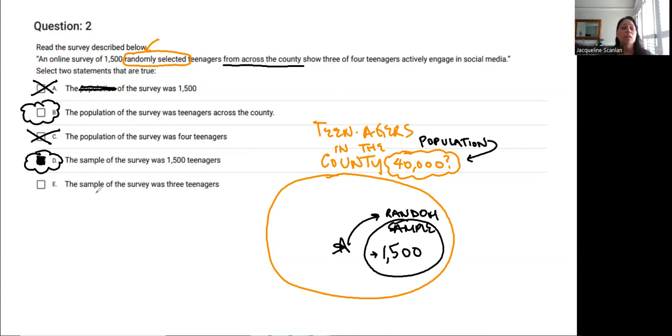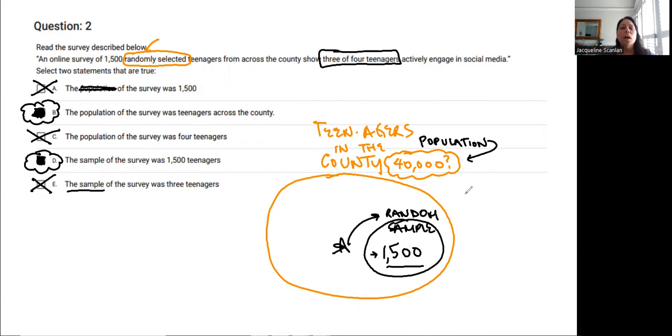And then finally, answer choice E says the sample of the survey was 3 teenagers. Here's a thing that you might get mixed up on. In this particular question, it says 3 out of 4 teenagers are on social media, but that's not what this statement is saying. This statement is saying that the sample size was 3 teenagers, and we know that's incorrect. We know the sample size was 1,500, so it cannot possibly be choice E. Therefore, the 2 correct answers are B and D.